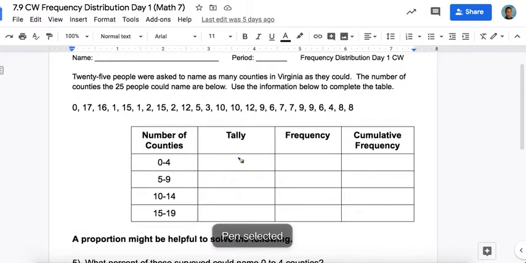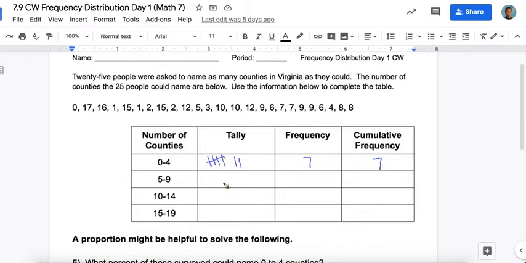So what you had to do here was make a tally mark every time you saw a number between 0 and 4. So you should have had 7 tallies here, making the frequency 7, and the cumulative frequency would be 7, because so far after the first line, the frequency would be 7.